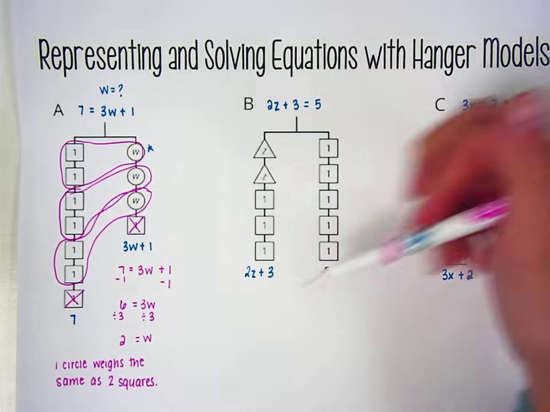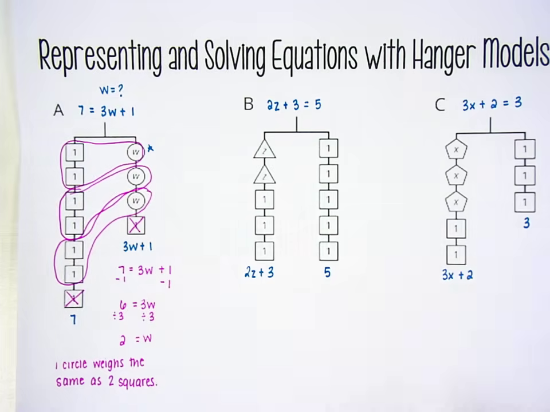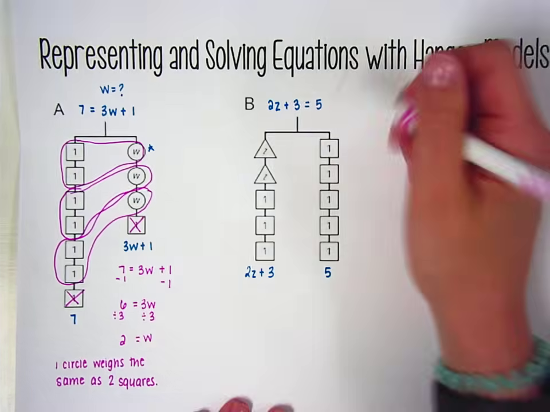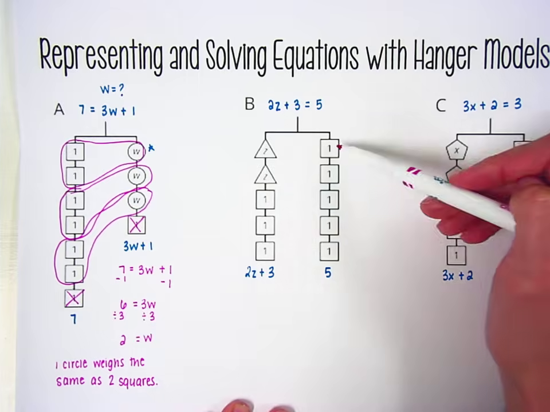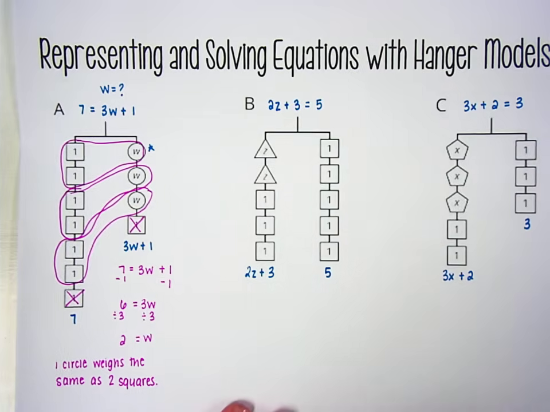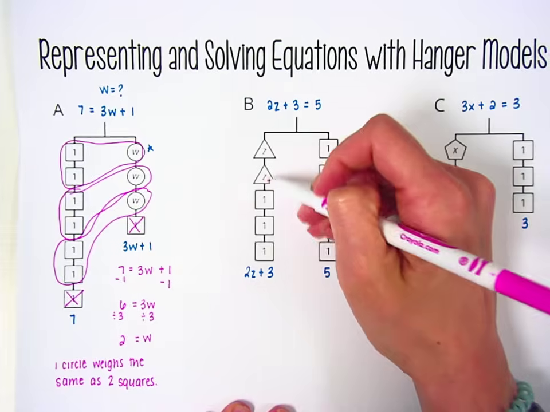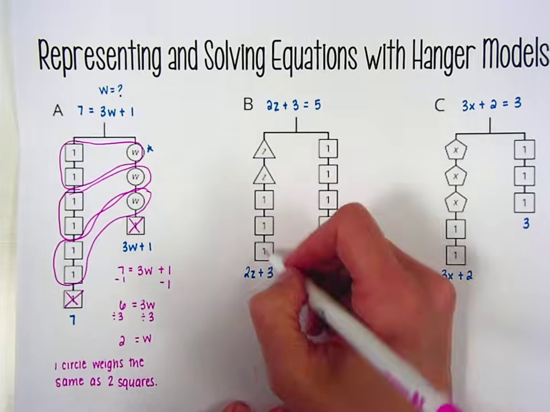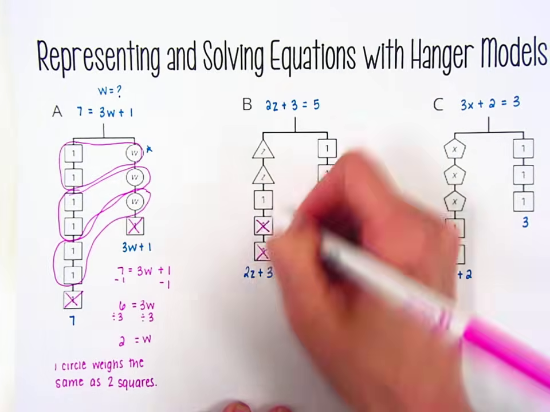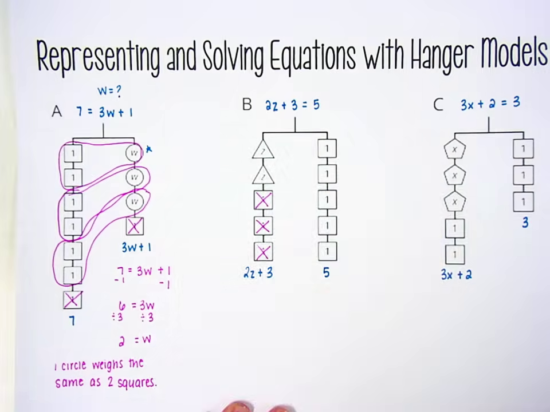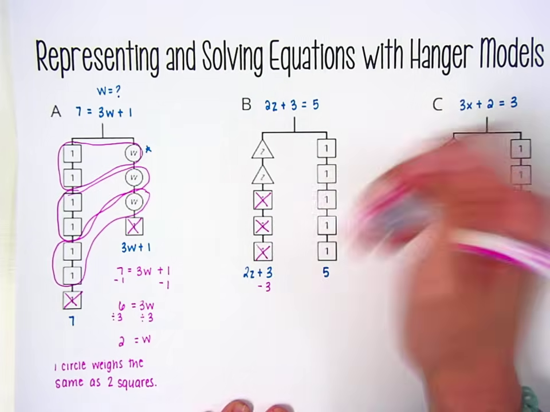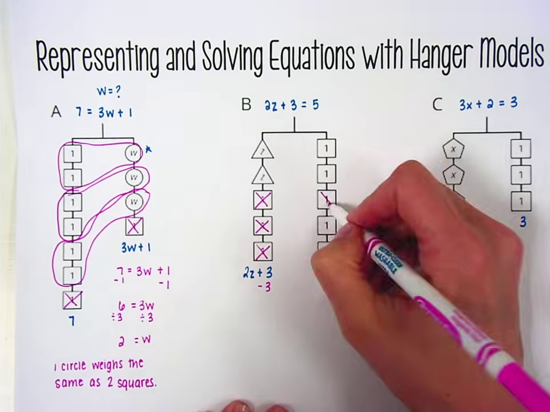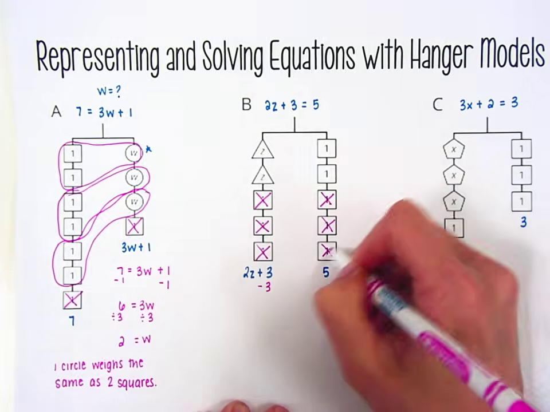We can use a similar method to solve this equation. 2Z plus 3 equals 5. Again, this is represented by our hanger showing 2 Z's and 3, and then 5 on my right. In order to get these Z's by themselves, I want to take away these extra 3 pounds, so I'm going to subtract 3. And if I take 3 pounds away from the left side of the hanger, in order to keep it balanced, I need to take 3 pounds away from the right side.